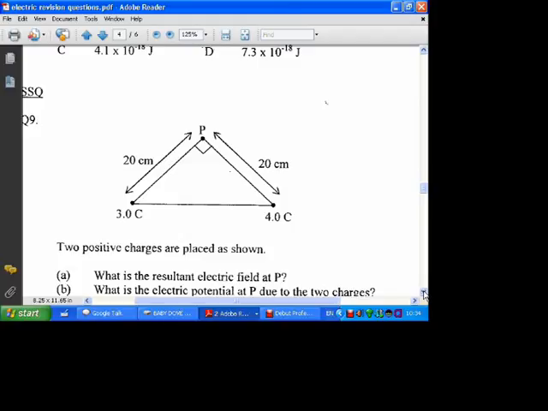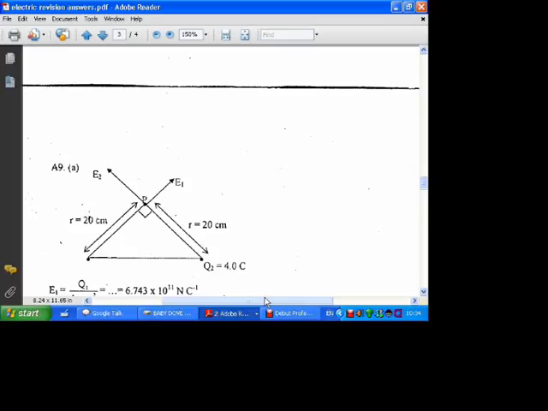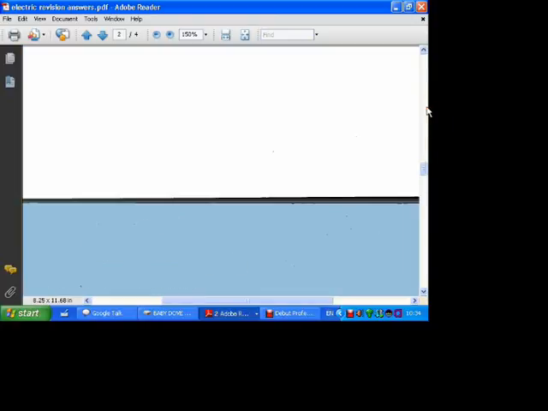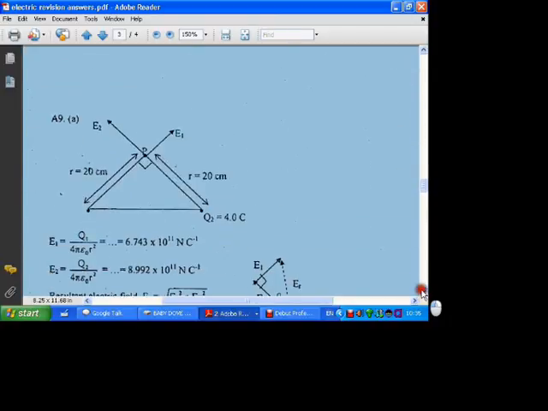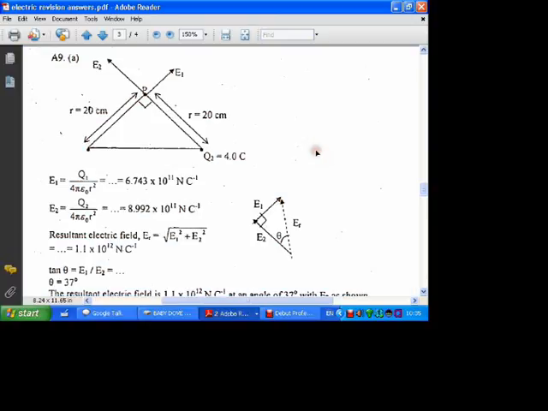And here there's a right angle triangle, so it makes it easier for you to determine the direction of the electric fields. Okay, so we calculate the electric field. Due to Q2, E2 will be pointing radially outwards from Q2. So at P, E2 will have this direction. Similarly, at P, E1 will be pointing radially away from Q1, because both are positive charges.